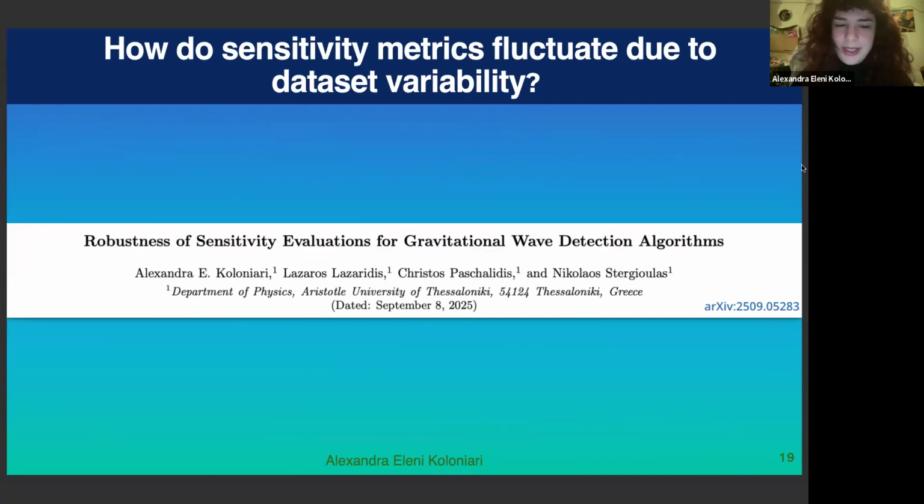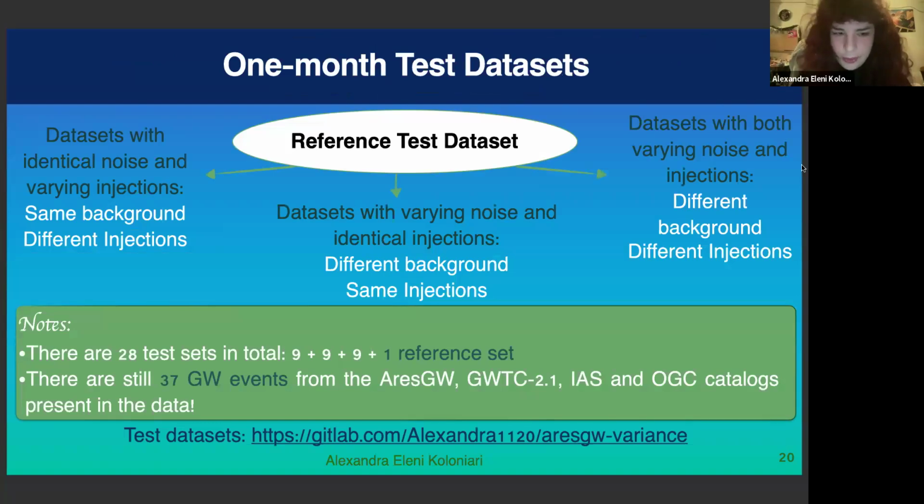And here we did check two specific metrics, the number of detected injections and the sensitive distance. And in order to do that, we did create 28 test datasets in total. And we did use them in 3 different categories: datasets with identical noise and varying injections, datasets with varying noise and identical injections, and datasets with both varying noise and injections. And basically, each category did have 9 completely different datasets, and one that was common in all of them, the reference set, which was the same as dataset 4 of the challenge.